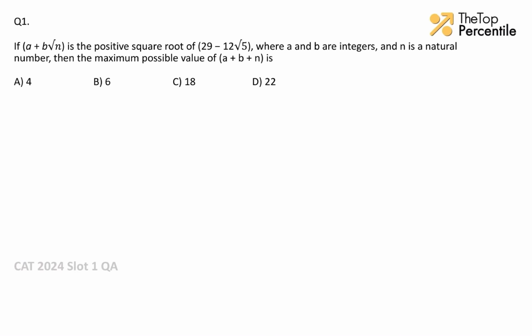If a plus b root n is the positive square root of 29 minus 12 root 5, where a and b are integers and n is a natural number, then the maximum possible value of a plus b plus n is what? Okay, so let me start with what's given. That is, a plus b root n is the positive square root of 29 minus 12 root 5.